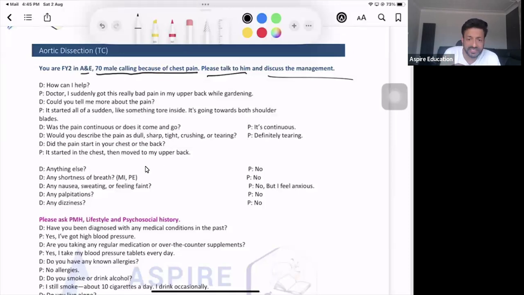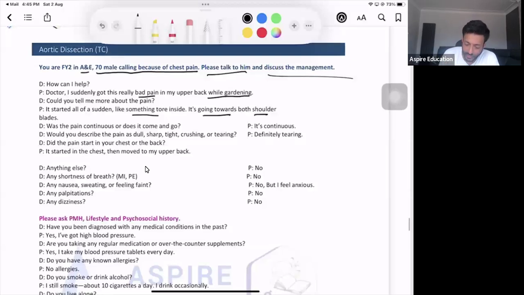So, how can I help? The patient says I was having this chest pain, or they say it's a back pain, while gardening. It started all of a sudden, and it's like something is torn inside. And the patient used this word very clearly, that it's going towards both the shoulder blades. If it is in between both the shoulder blades, and the chest pain is radiating to the back, mostly it's going towards aortic dissection.